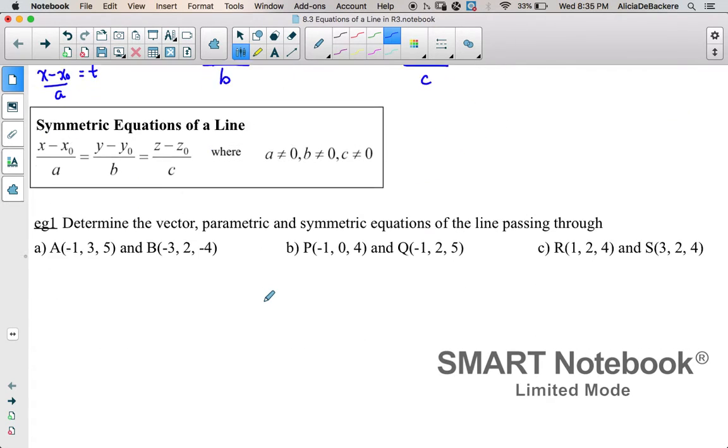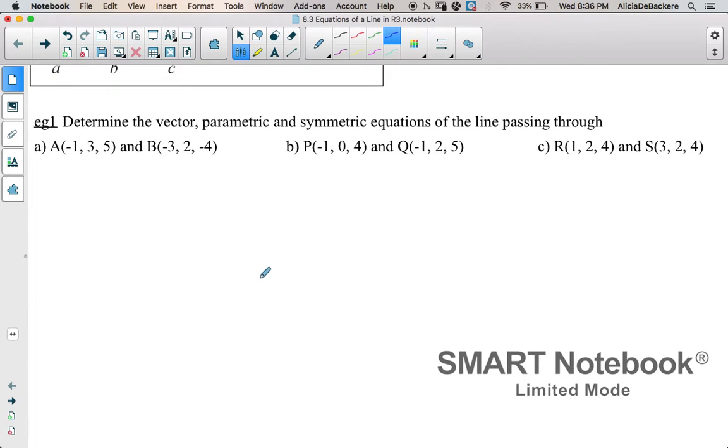All right, so in our example 1, we're going to come up with the vector, parametric, and symmetric equations of the line passing through, and we've got three different pairs of points and three different equations for each of those. So these three pairs of points were selected to show us something different in each example, but we're going to come up with all 9 of these. So remember that to come up with the vector, parametric, or symmetric equations, doesn't matter which one, you always need to have a direction vector. So I'm going to start each of A, B, and C by finding a direction vector.